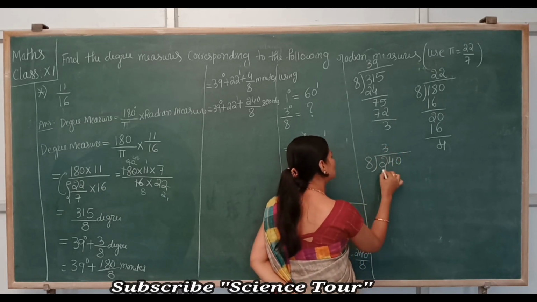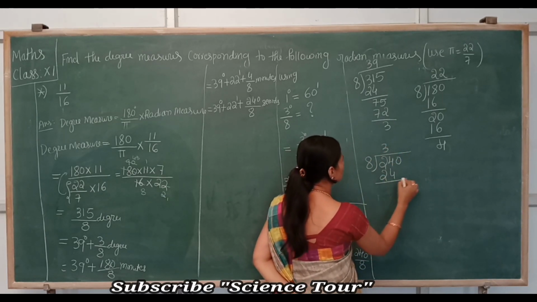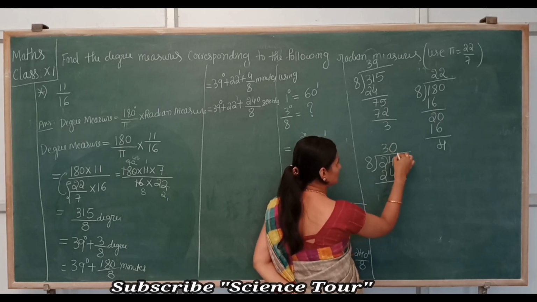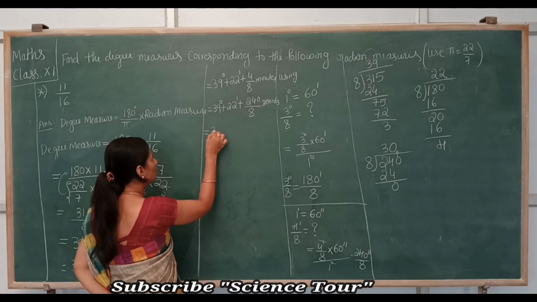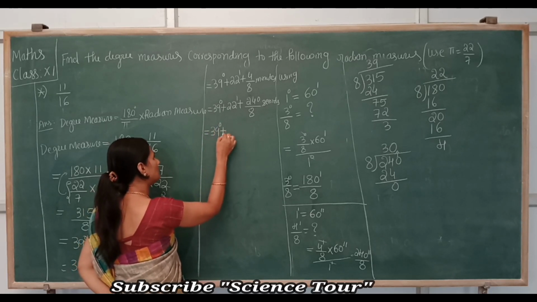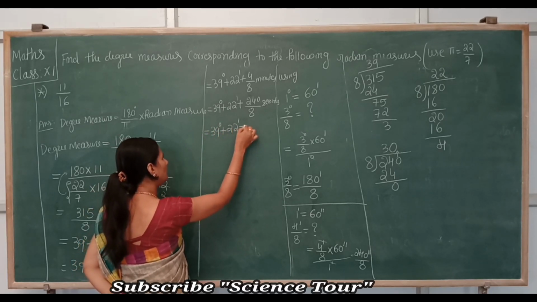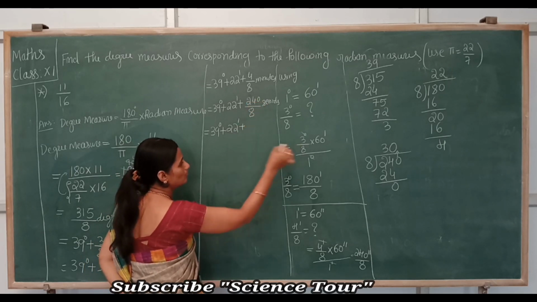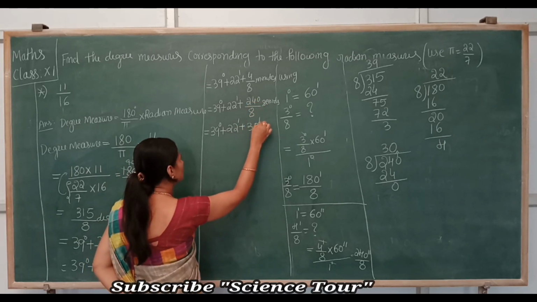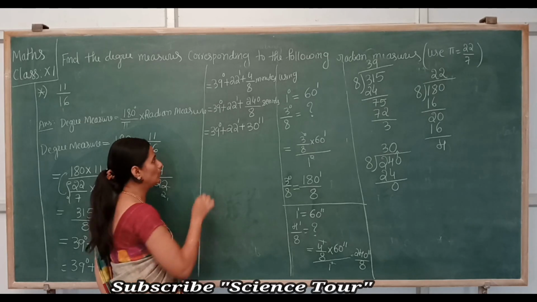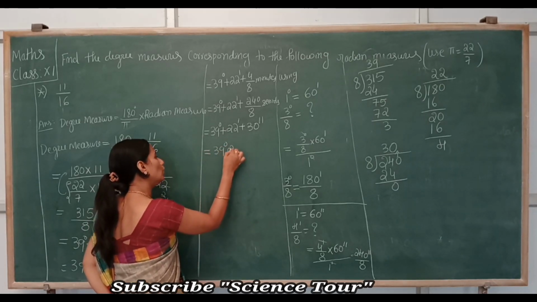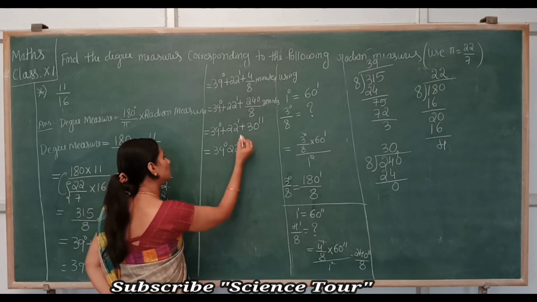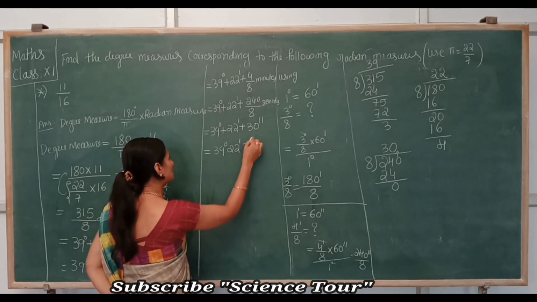So 8 3s are 24. So 0, this is the extra 0. Correct now? So this is equal to 39 degree plus 22 minutes plus, this fraction is removed, and that is equal to what? 30 seconds. Correct, no? Together we can write this as 39 degree 22 minutes 30 seconds.